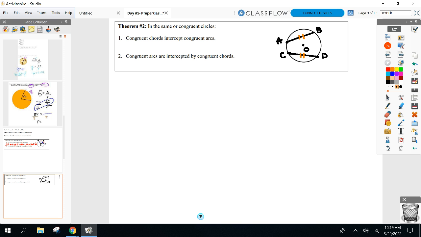Here's your second theorem. If the chords are congruent, so are the arcs. If the chords are congruent, so are their arcs. So for us, if chord AB is congruent to chord CD, then their arcs, AB and CD, are congruent. There you go. So central angles are equal, so are the arcs. Chords are congruent, so are the arcs. And number 2 says just the reverse. If you have congruent arcs instead, the chords are equal.